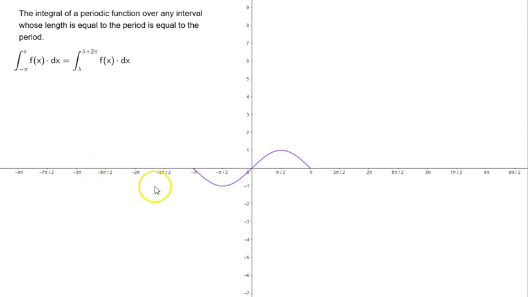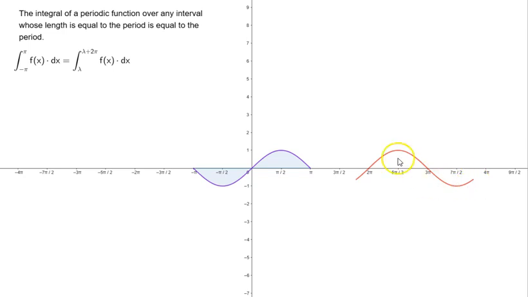Let's say I have a graph of sine x in the interval minus pi to pi. And when I take the integral, I get the areas under that curve. Now here in this case, these two areas cancel out. So the total area is 0.